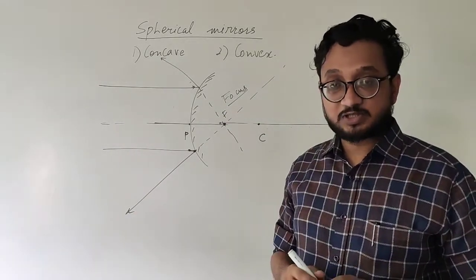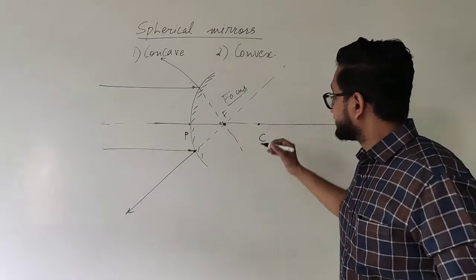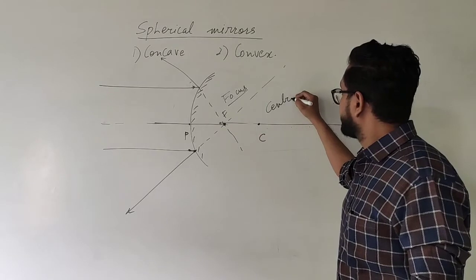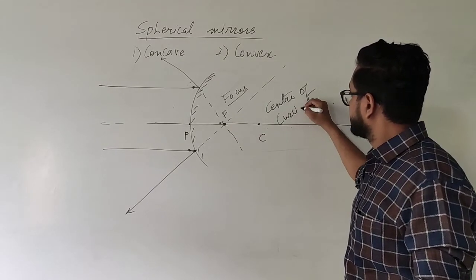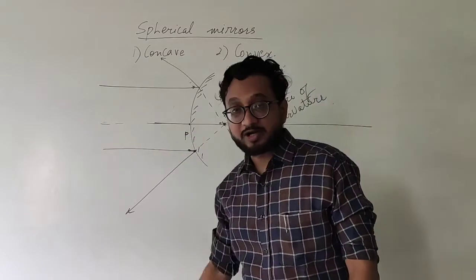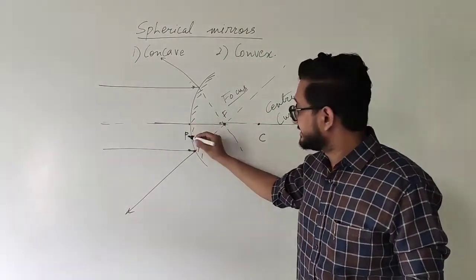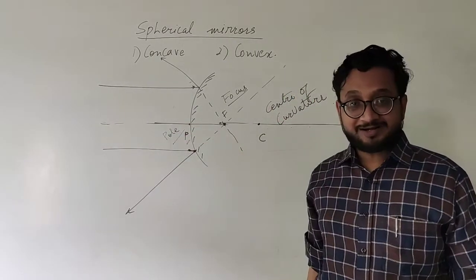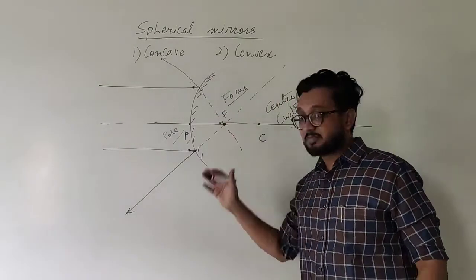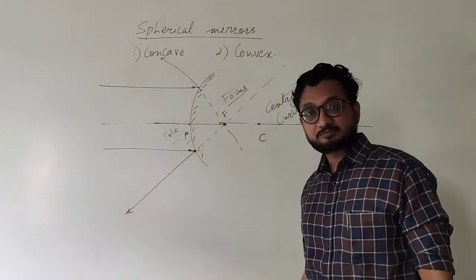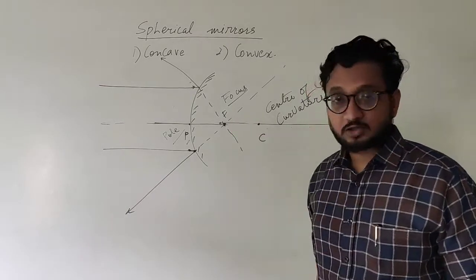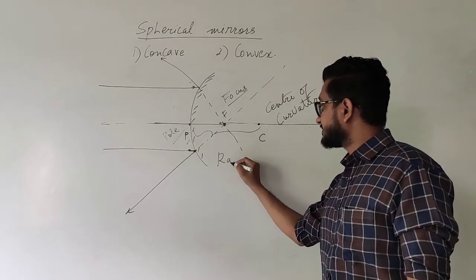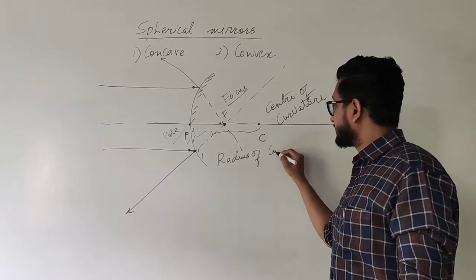So what have we studied today, students? We have studied three different things. That the center of the whole sphere is called center of curvature. The point or the center of the mirror is pole, okay, given by the symbol P. The point where the rays of light meet or seem to meet is called point of focus. And the distance between pole and center of curvature is called radius of curvature.